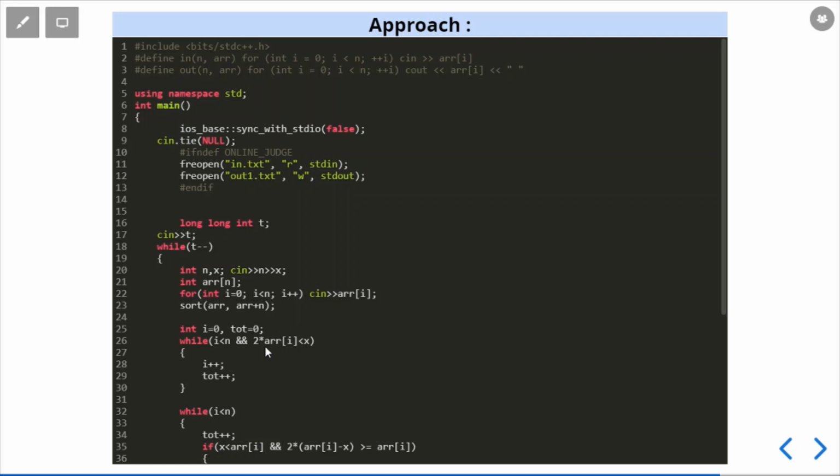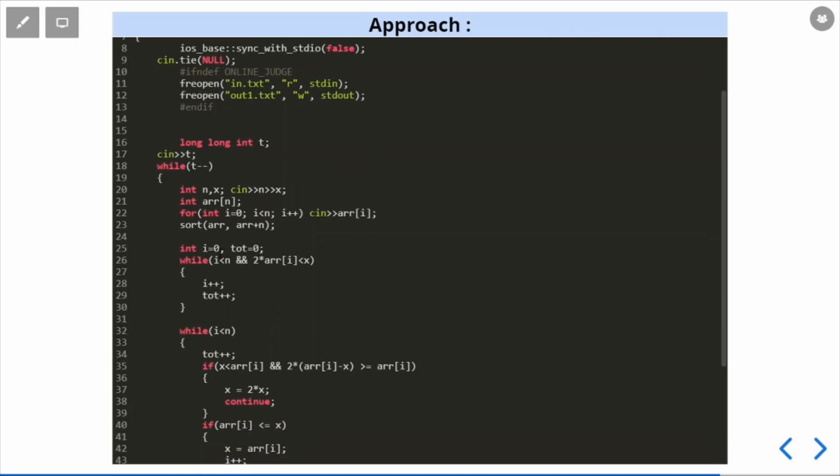So we'll sort the array, and we'll maintain a variable total and i equals 0 for the ith index country. While i is less than n and twice array of i is less than or equal to x, we are making the same condition that we discussed in observation 1: if the country has a population less than or equal to half the number of vaccines, then we'll increment i and increment the total. So we can cure it in a single day. If we have vaccines, we can increment them twice, thrice, or 4 times.